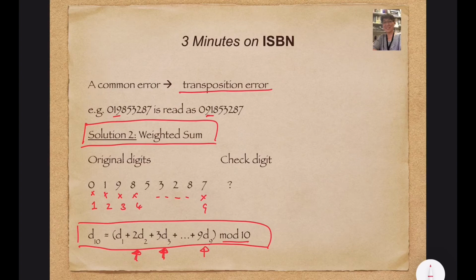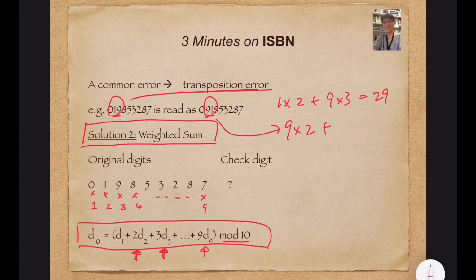But if we apply weighted sum, you can see in this case 1 will be multiplied by 2 plus 9 multiplied by 3. Yeah, that makes 29. But this is for the first case. And then the second case, if you had a transposition error, that will be 9 times 2 plus 1 times 3. That makes 21.